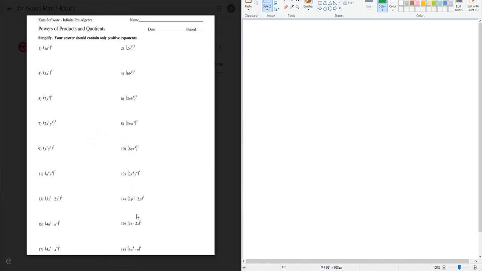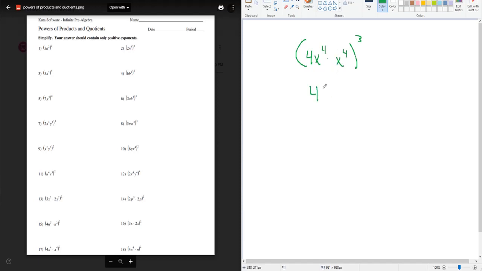Where was I? Let's try this one, number 17. So we have 4x to the fourth times x to the fourth, all to the 3. In this case, there's no other constant, so we just bring down the 4. But then we can do x to the fourth times x to the fourth, which we're supposed to add. So that's x to the 4 plus 4, all to the 3. So that becomes (4x to the 8th) to the 3. Then we're going to split those up.